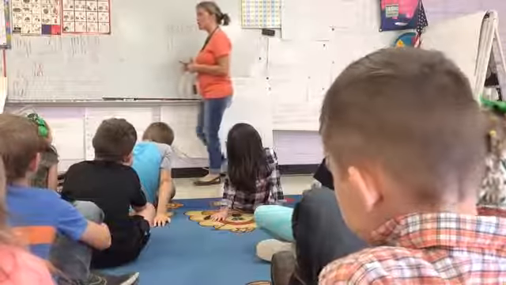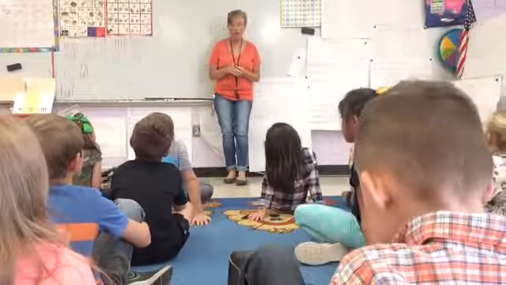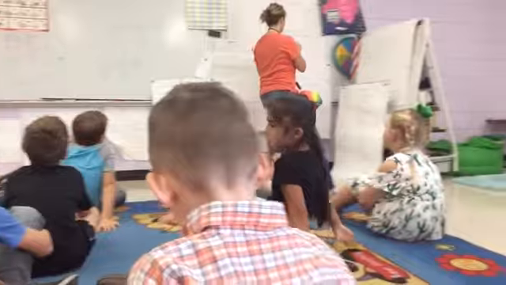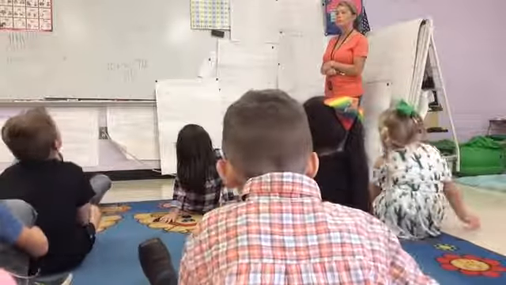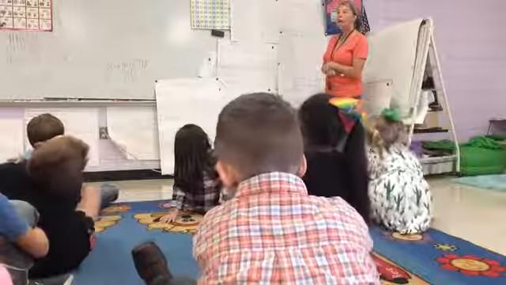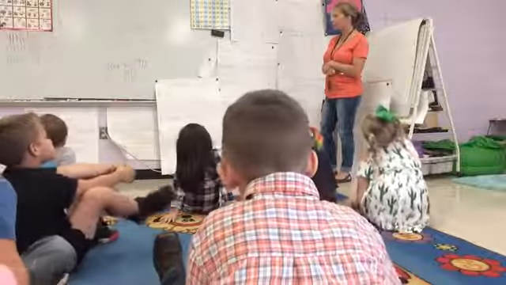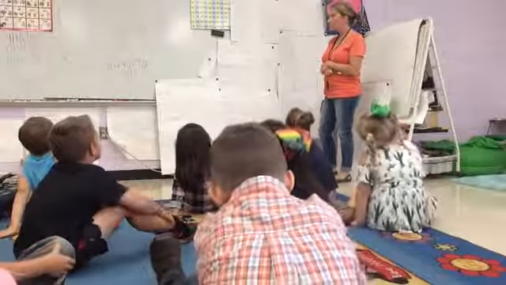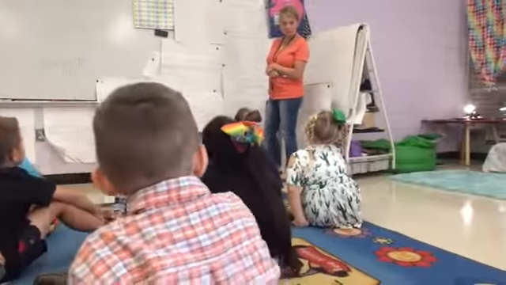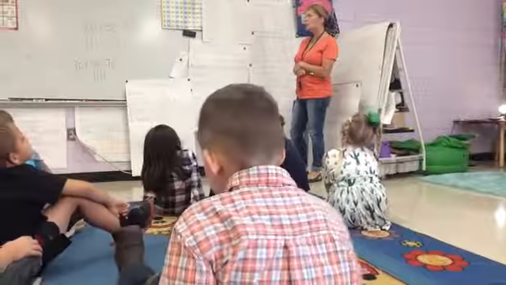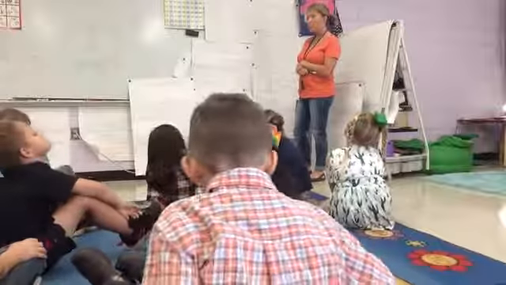But let's go over our doubles, because yesterday we talked a lot about doubles. Ready? Let's look at our doubles. 4 plus 4, 8. 5 plus 5, 10. 6 plus 6, 12. 7 plus 7, 14. 8 plus 8. What was 8 plus 8? 16. 9 plus 9.